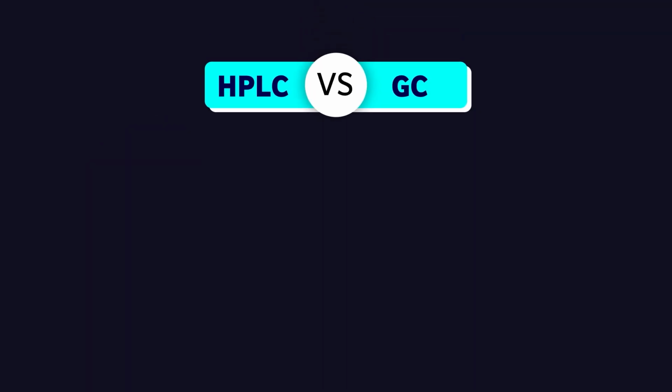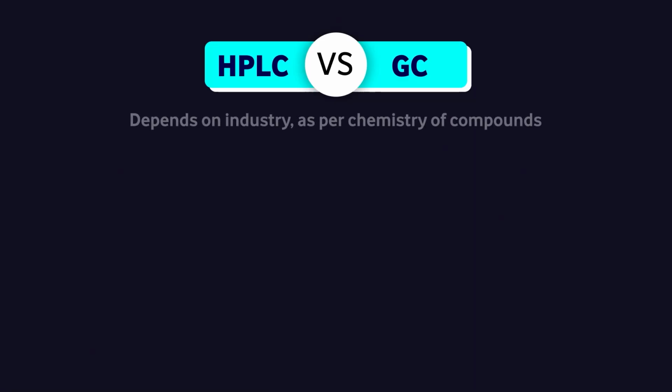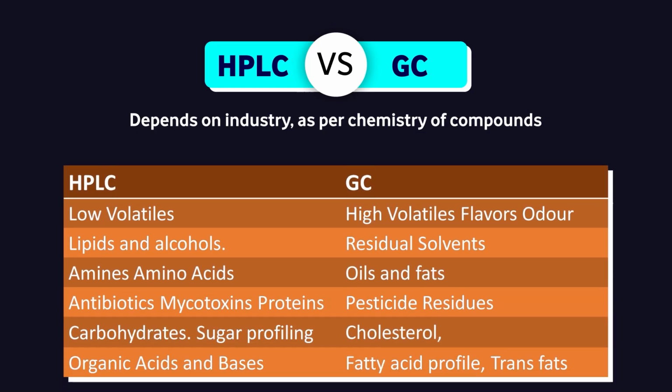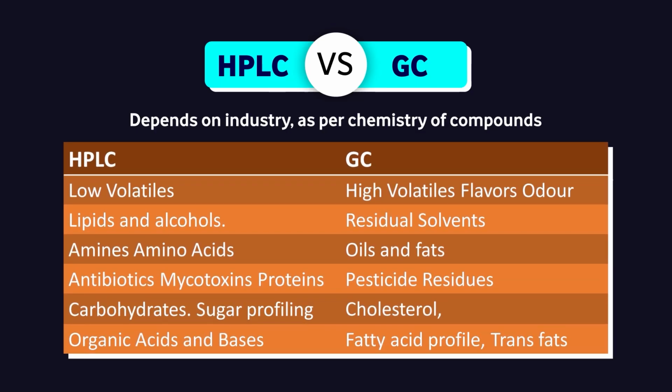Which equipment one should use, HPLC or GC? It depends on which industry we are talking about. Here we are talking about the food industry. So in that we will have a look at what kind of samples we are going to analyze. It depends on the industry and on the chemistry of the compound. This comparison shows which compound should be better done by HPLC in comparison to GC or vice versa.